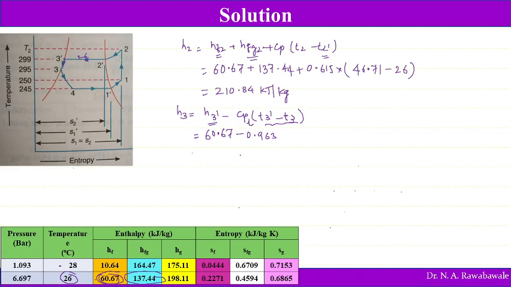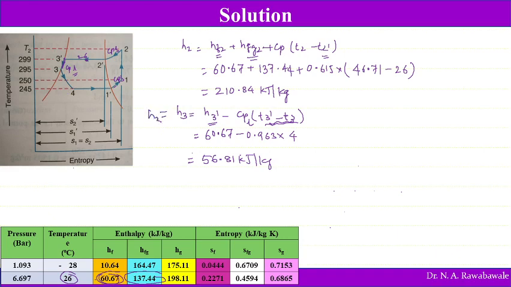So this is the liquid line. Therefore here we take Cpl, the liquid specific heat, and this temperature difference which is 4 degrees Celsius. So we get H3 as 60.67 minus 0.963 into 4, which is equal to 56.81 kilojoules per kg. So H3 is nothing but H4.